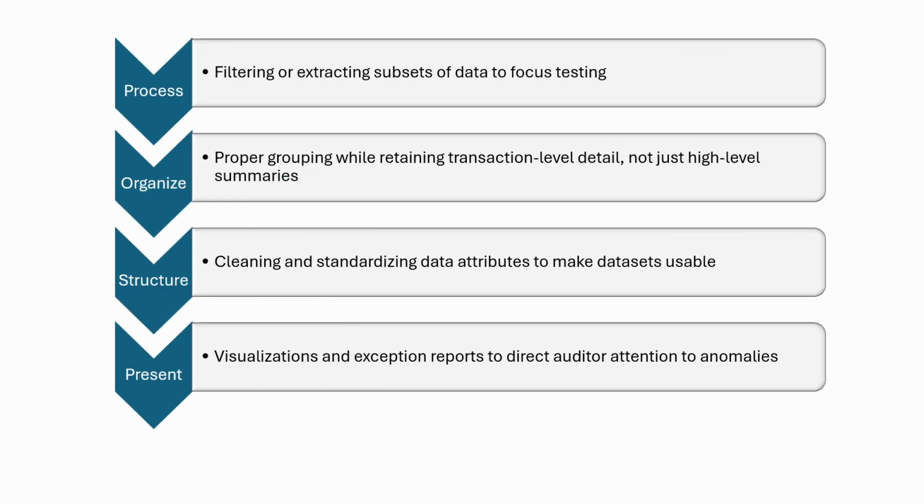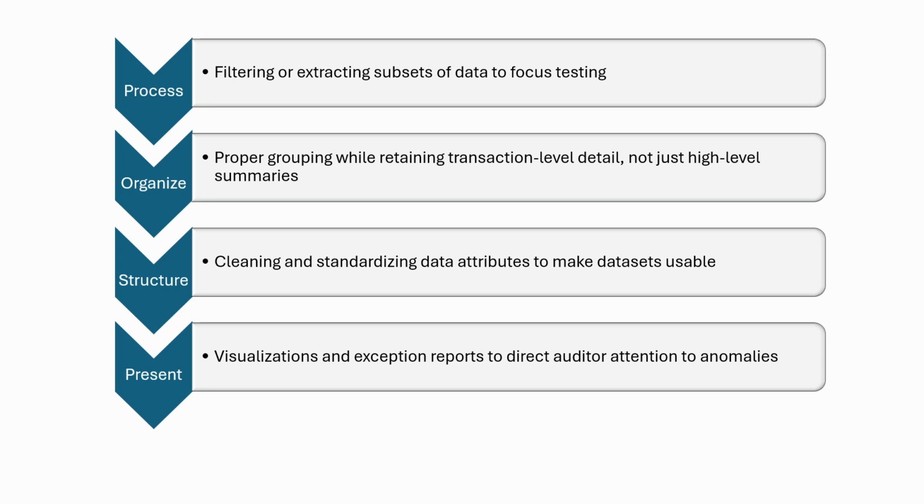Apply automated tools to process, organize, structure, or present data so it generates useful information for audit evidence. Process: filtering or extracting subsets of data to focus testing. Organize: proper grouping while retaining transaction-level detail, not just high-level summaries. Structure: cleaning and standardizing data attributes to make datasets usable. Present: visualizations and exception reports to direct auditor attention to anomalies.